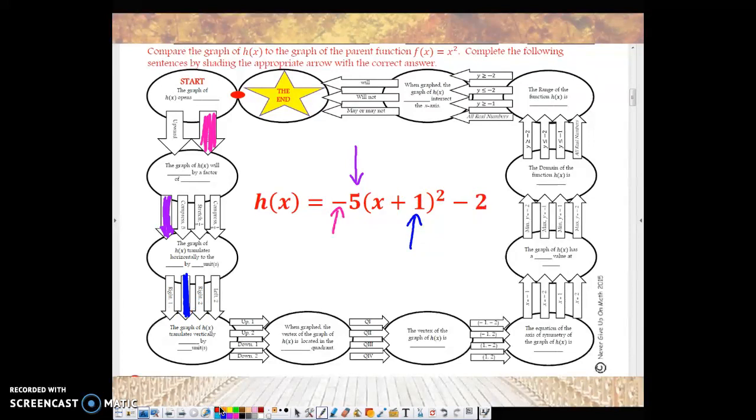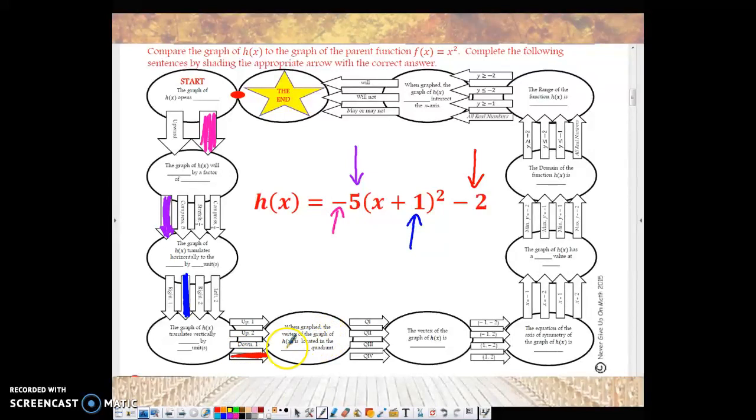The next one says the graph of h of x is translated vertically blank by blank units. So that means up and down. Well, this tells me that. So is that telling me it's going to go up or is it going to go down? The negative sign says it's going to go down, and go down 2 units because it's a 2.